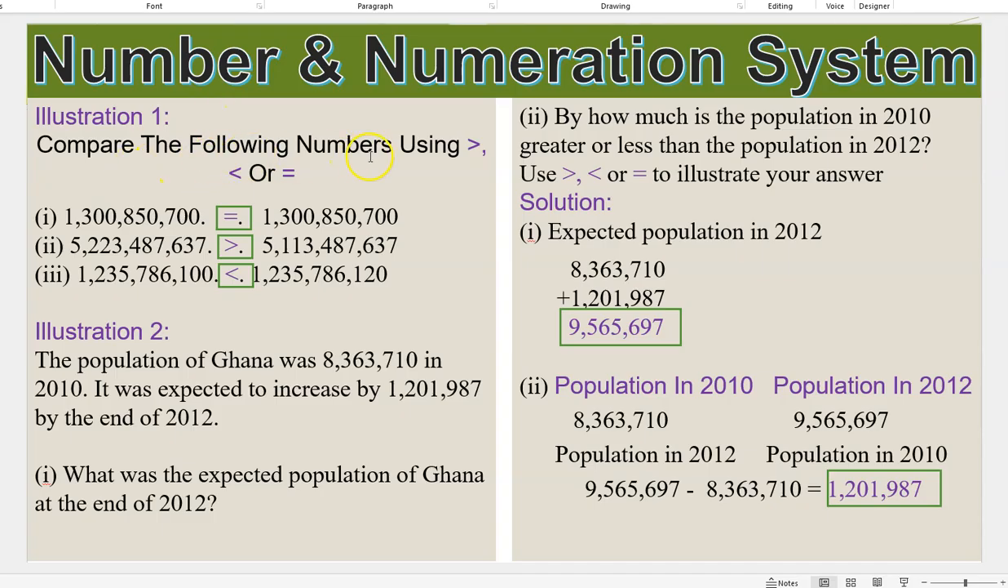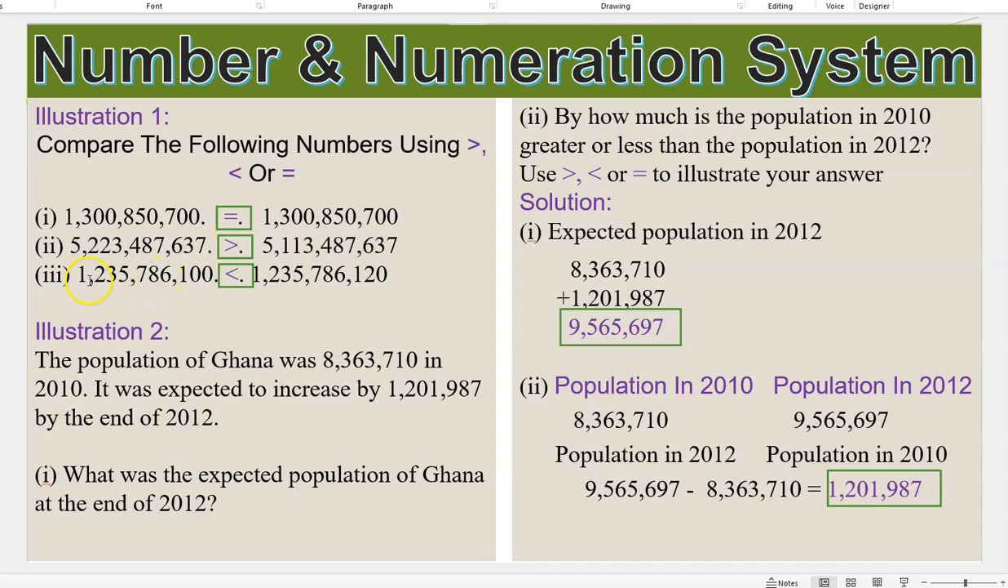Illustration 1. Compare the following numbers using greater than, less than, or equal to. Now, if you look at the number on the left and the number on the right, you can see that they are the same, and therefore the answer is the equal sign. Then this and that, you could see that the one on the left is greater than the one on the right, and therefore greater than. Remember that I said always place the symbol to bite the bigger number.